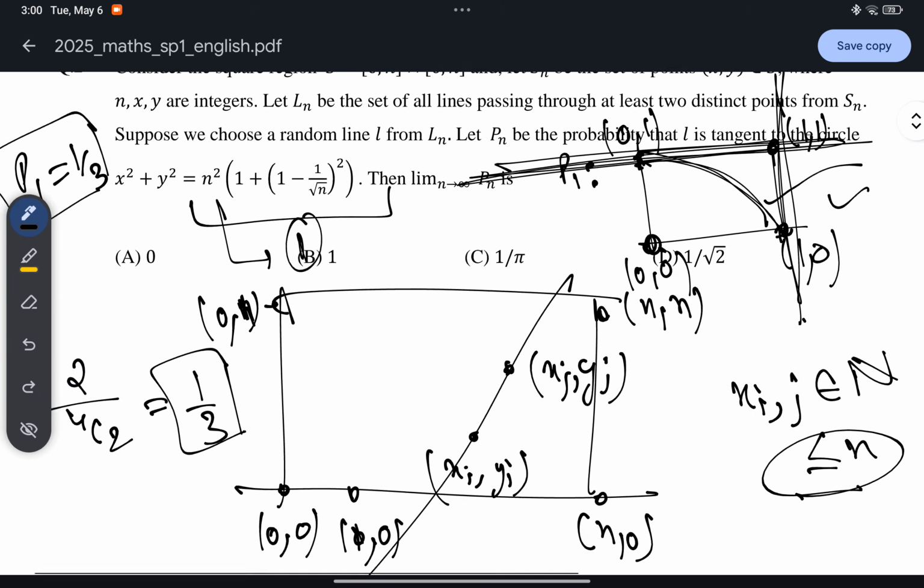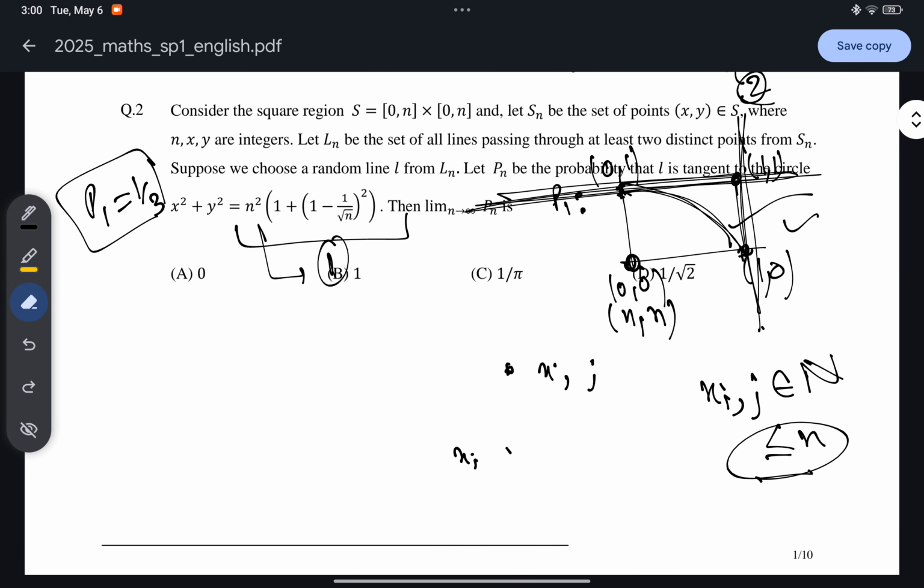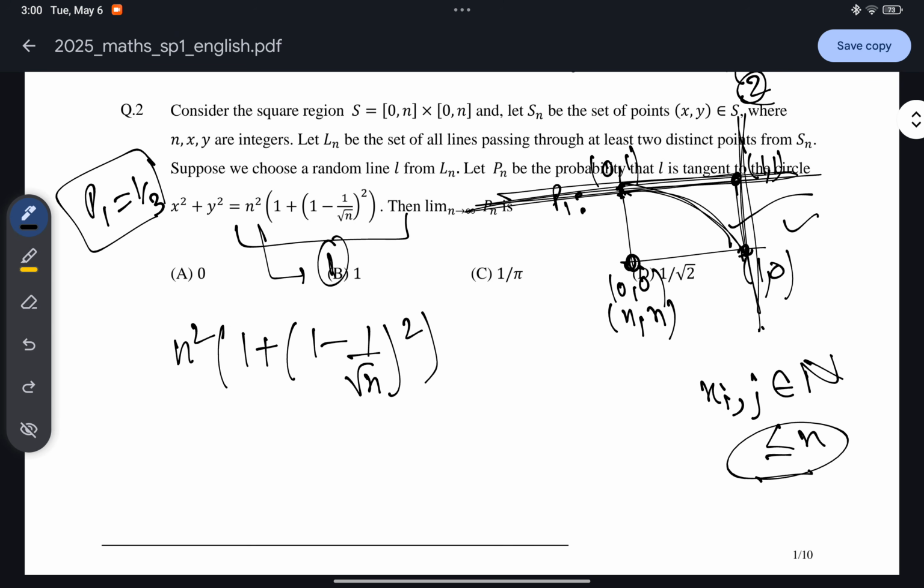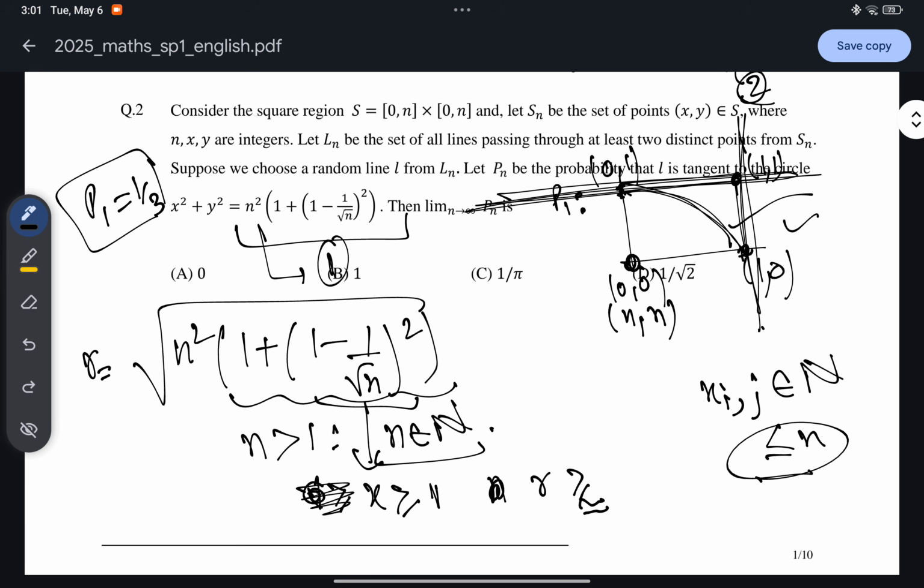What about P_2? This is why I told you that it was kind of Olympiad oriented, because when you compare this term, 1 plus 1 minus 1 by root n square, you would find that if I take n greater than 1, obviously n belonging to natural, this whole quantity is slightly greater than 1. So the radius is slightly more than n.